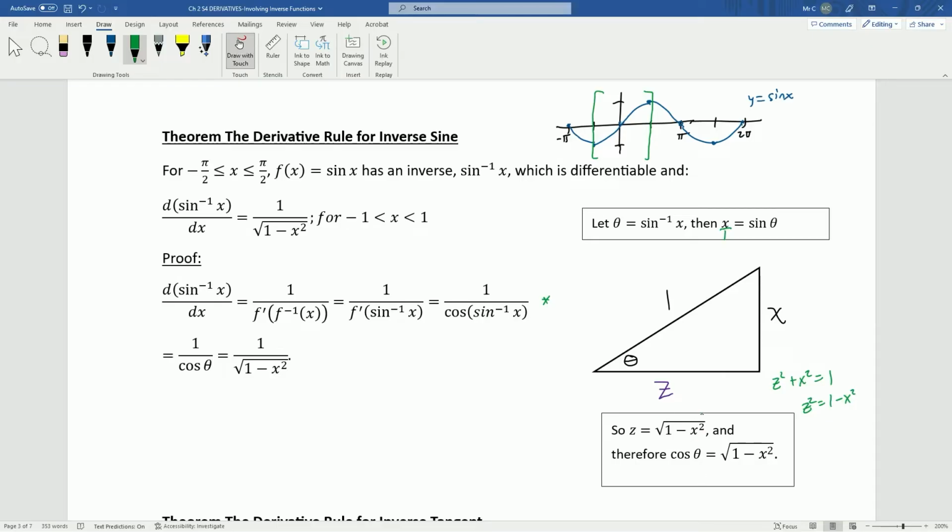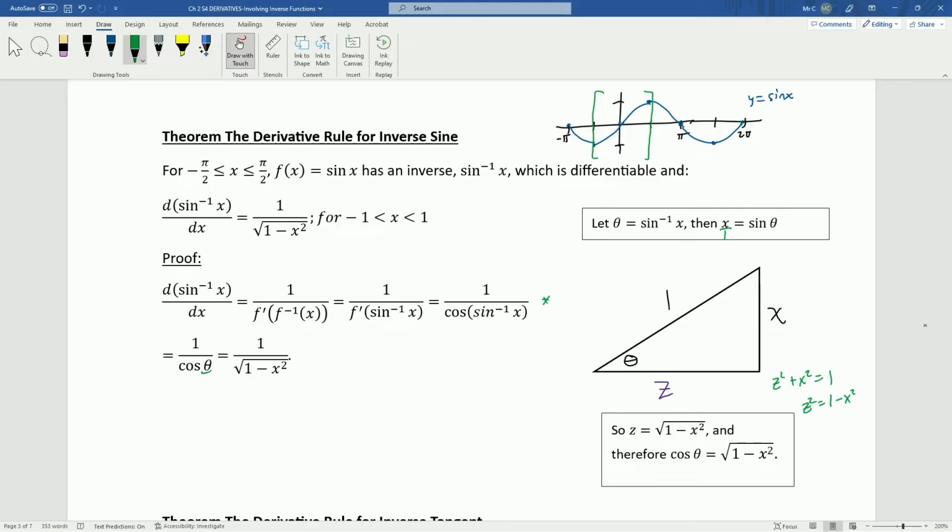Now I only have to look at the positive square root here because of the restriction on x. I'm only going to get positive values for cosine here. Okay, so with that being said, that means cosine of theta is the square root of 1 minus x squared. And this is theta. Theta is sine inverse of x. So 1 over cosine of theta equals 1 over the square root of 1 minus x squared. So that one's maybe a little tougher just because we got to take this little detour through the trigonometry land.